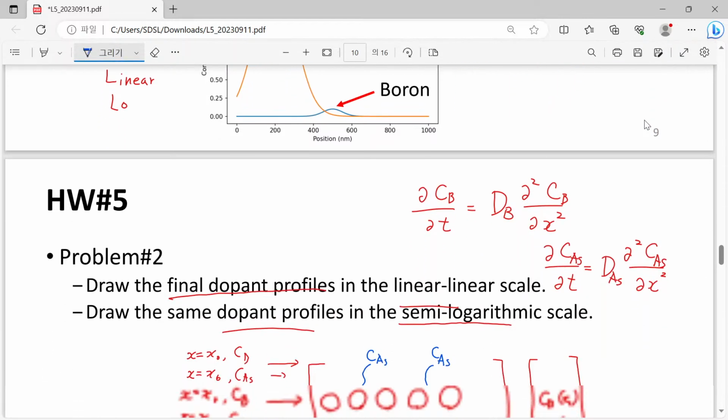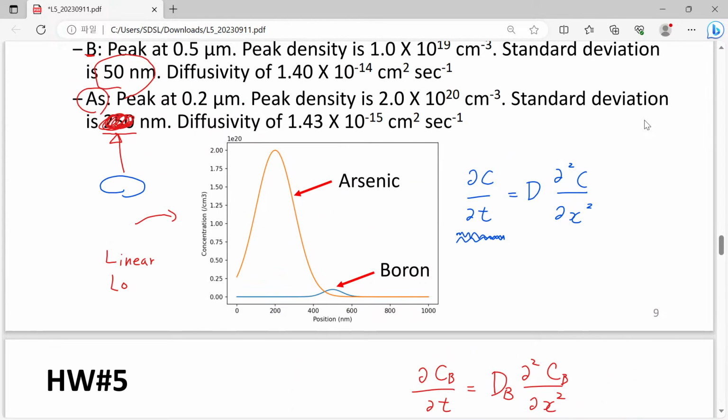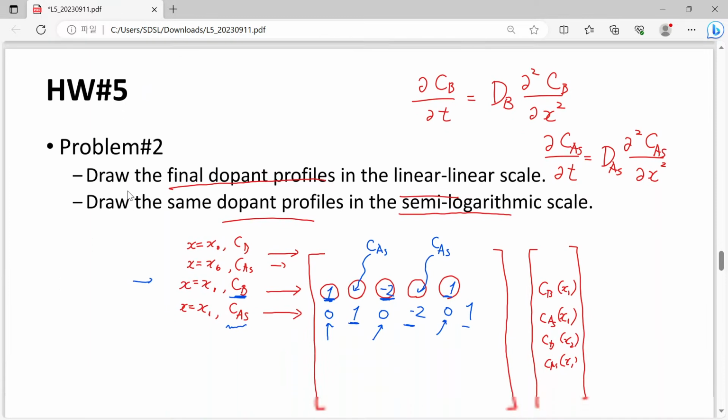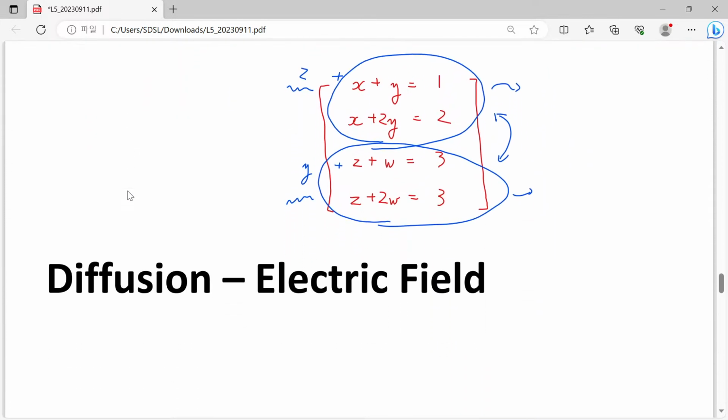So anyway, let's go to this one. Actually, this graph itself is correct. The only thing I will correct in my presentation material will be the correct value for this standard deviation. Please do your calculation with the correct standard deviation. Okay. Then now we will move to the next topic.